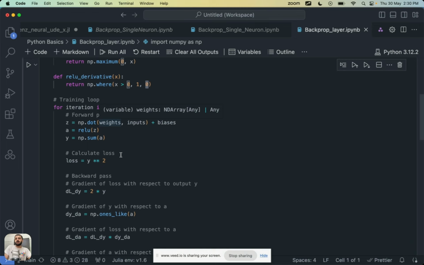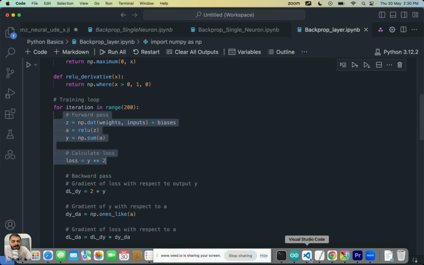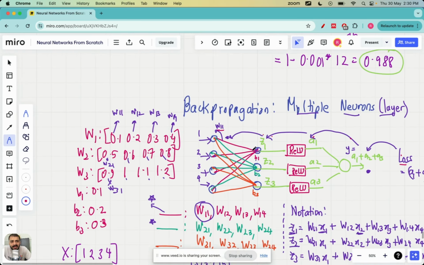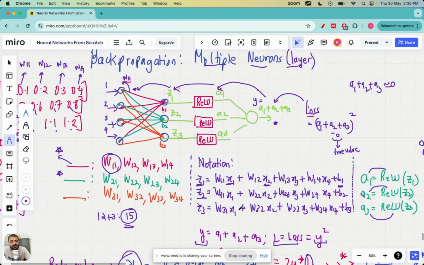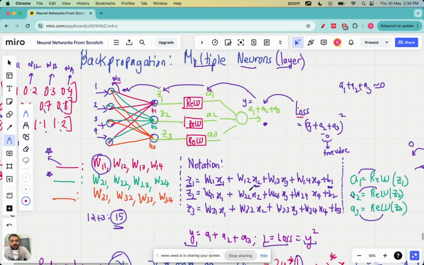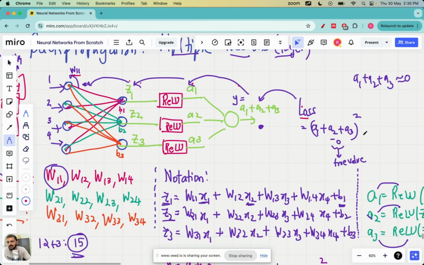Okay, now we will do the forward and the backward passes. First we calculate the forward pass. The z is just the dot product of weights and inputs, and then we add the biases. Then we take the ReLU of the output, then we do the sum, and the loss is y square. These four steps in the code are exactly the steps which we discussed over here. First you find z1, z2, z3, then you find a1, a2, a3, then you do a1 plus a2 plus a3, and the loss is a1 plus a2 plus a3 whole square.